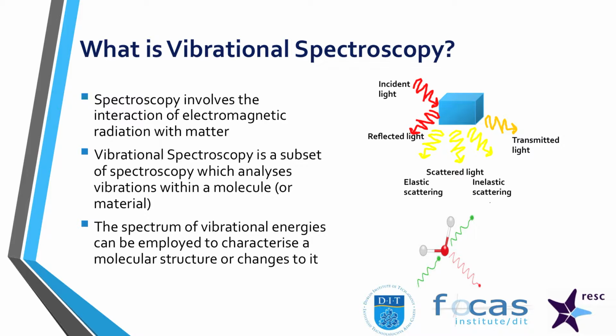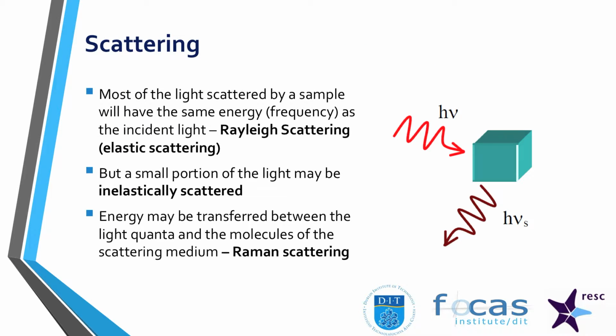So most of the light that's scattered will have the same energy or frequency as the incident light. And as you probably know, this is called Rayleigh scatter. So this is elastic scattering. But a small amount of the light can be inelastically scattered, and energy can be transferred between the light and the molecules of the scattering medium. And this is what Raman scatter is all about.